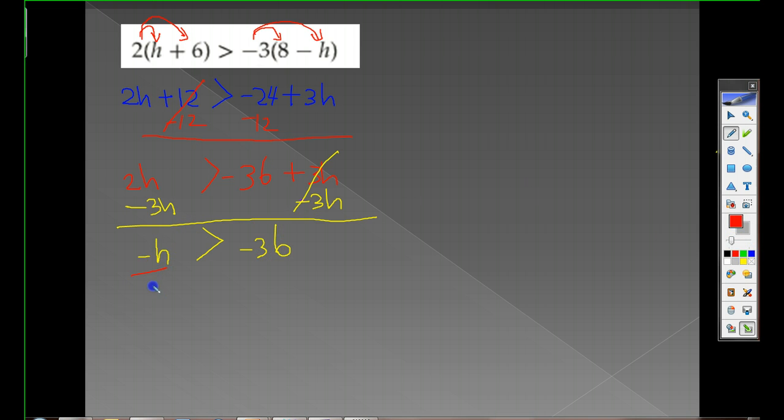Now I'm going to divide by negative 1 to get rid of that negative sign. And I divided by negative 1, so now it's going to be changed to less than 36. So final answer, h is less than 36.